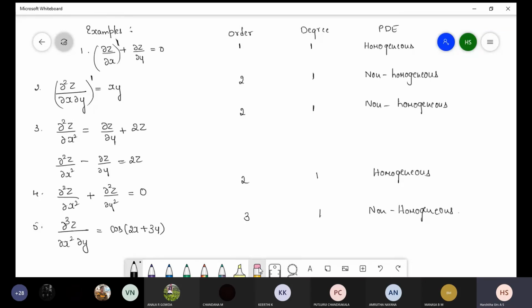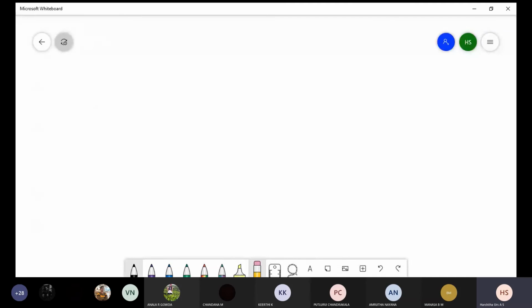Let us move to the next one. Next topic is formation of partial differential equation by eliminating arbitrary constants and arbitrary functions.